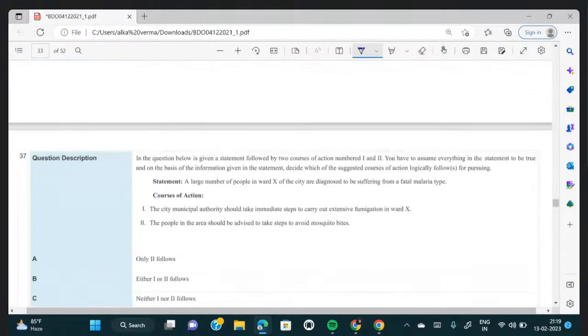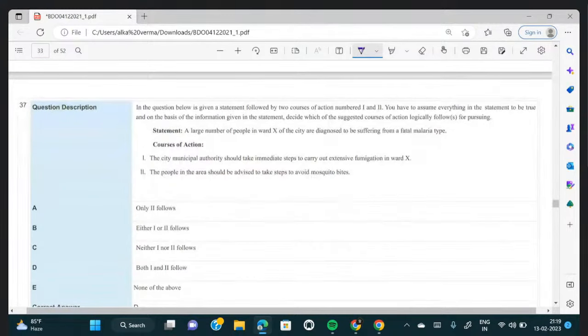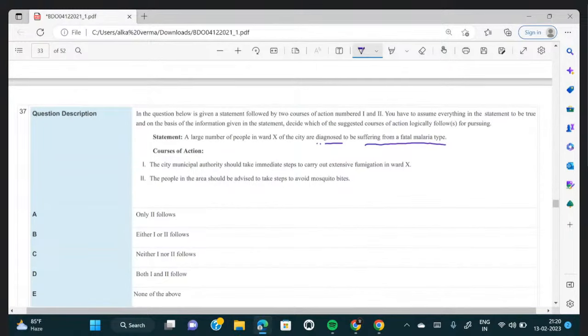Question number 37. A large number of people in Ward X of the city are diagnosed and suffering from a fatal malaria type. Now, what action could we take? A particular ward of the city is diagnosed and many people are suffering from malaria. The city municipal authority should take immediate steps to carry out extensive fumigation in Ward X. Obviously, this is the correct option which any city or government should take.